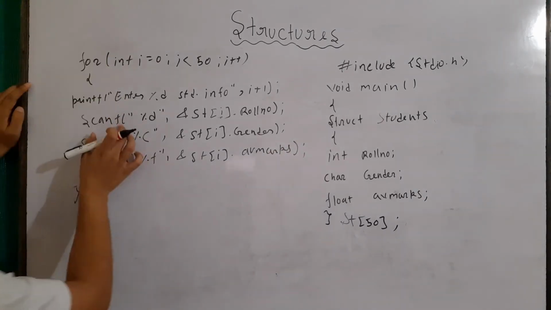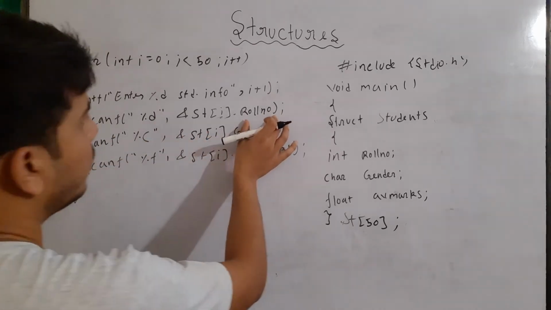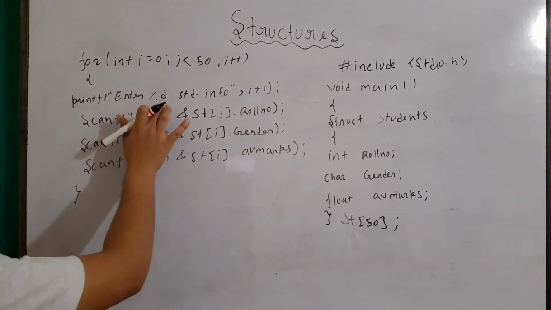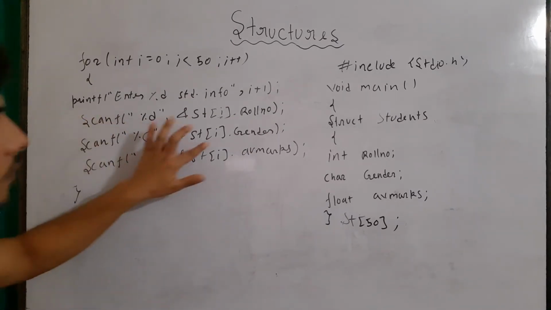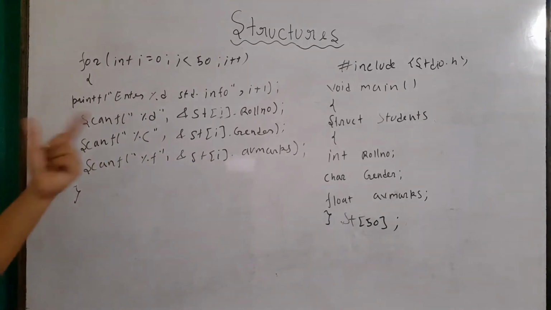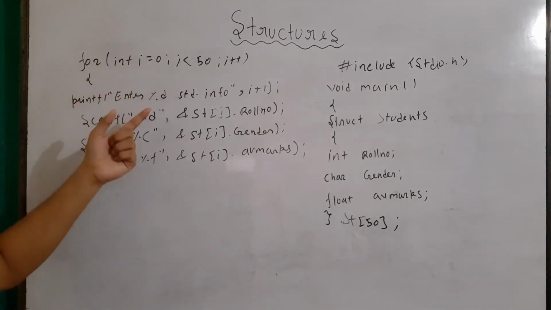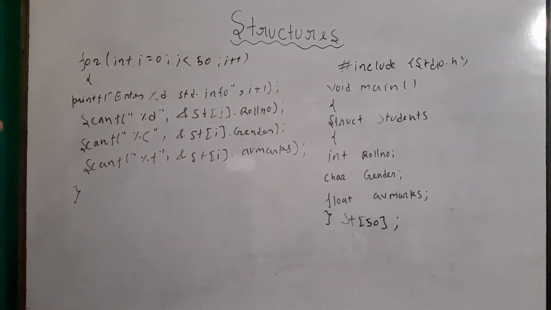Okay, before these statements you can also write, to make it better, enter the roll number of %d student. So %d is replaced like this. Okay, i plus 1, so it will be like enter the roll number of first student, then enter the gender of first student, then enter the average marks of first student. Okay, then in the next iteration i will be increased by 1, so it will be replaced by i plus 1, which will be enter information of second student. Okay, you can do it to make the program easy to understand, but right now I am just talking about the concept here.